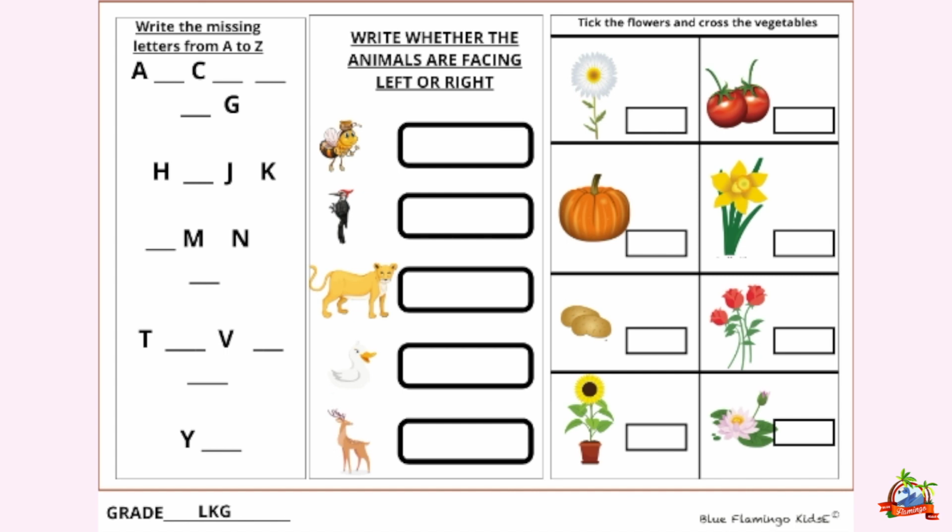So many flowers are given over here, like dahlia, mogra, champa, rose, sunflower, lotus, and so many are also there, like pansy, hibiscus. Okay, so many flowers are there, so many vegetables are there, like pumpkin, potato, tomato, brinjal, ladyfinger, onion, cabbage, cauliflower. Understood? So what you have to do is take the flowers and cross the vegetables, and also you will learn all these flowers' names.